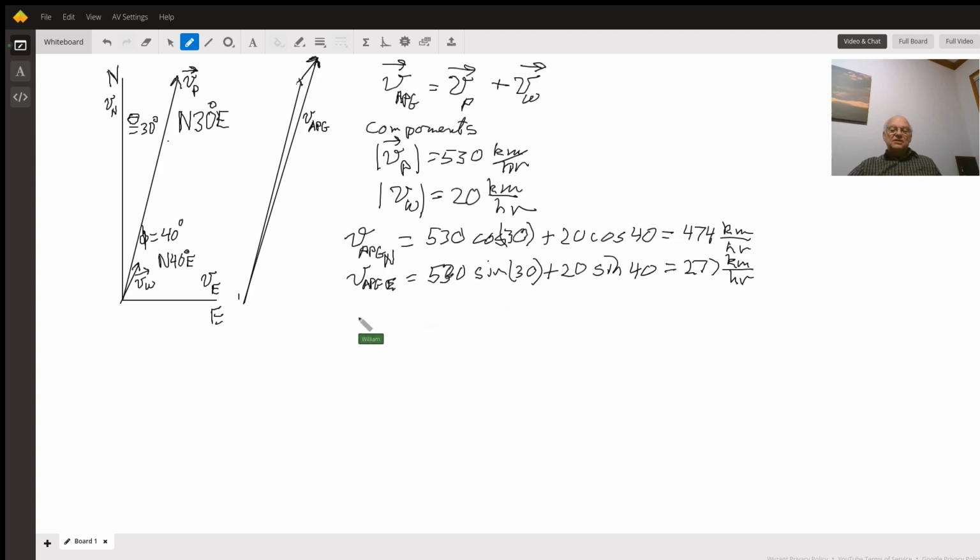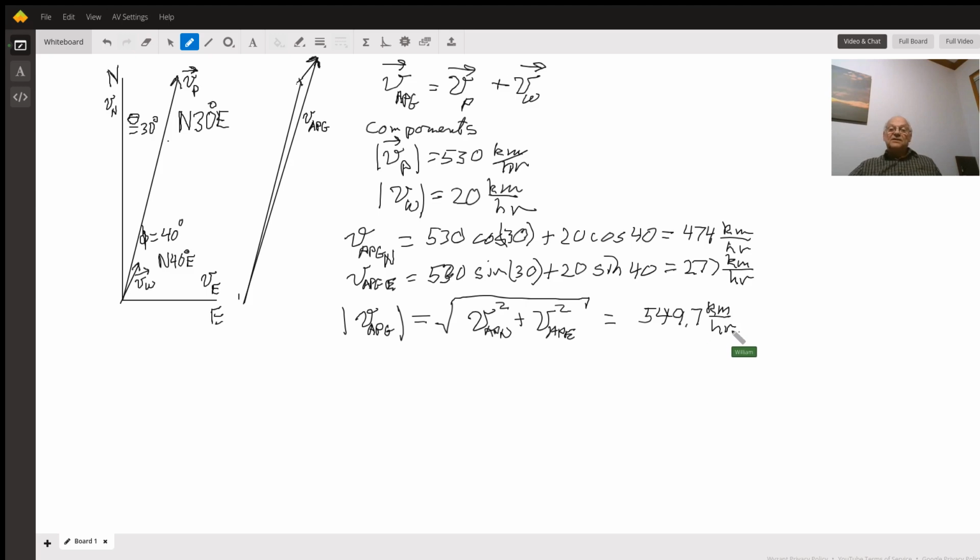And so you can say that the speed of the airplane totally is equal to the square root of the speed of the airplane with respect to north squared plus the speed of the airplane with respect to east squared. We take the square root of that, and the answer will come out to be 549.7 kilometers per hour.